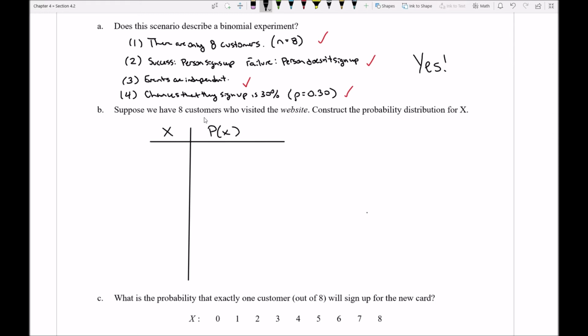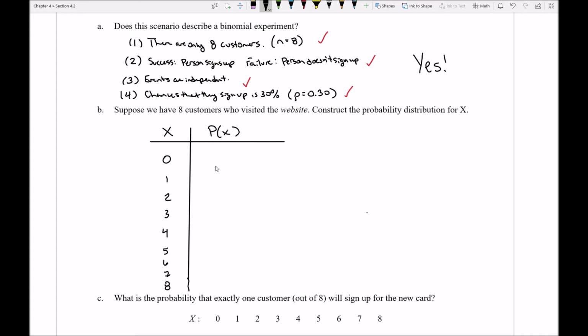If I'm going to have 8 customers who show up to the website, I should have 0, 1, 2, 3, 4, 5, 6, 7, or maybe 8 customers total that sign up for the card. Those are really the only options. I can't have more than 8 customers sign up for a card because there's not more than 8 customers who are even visiting.